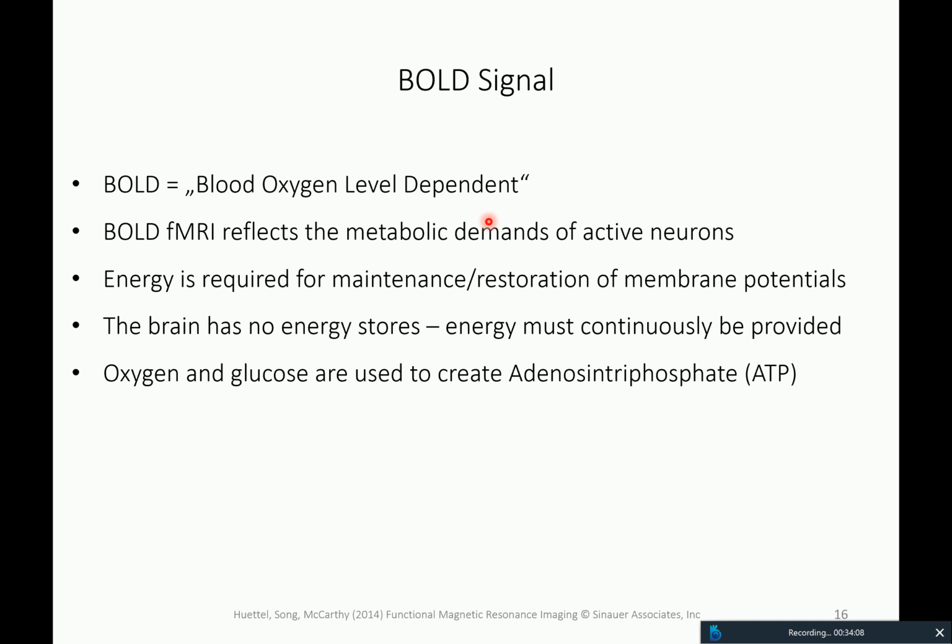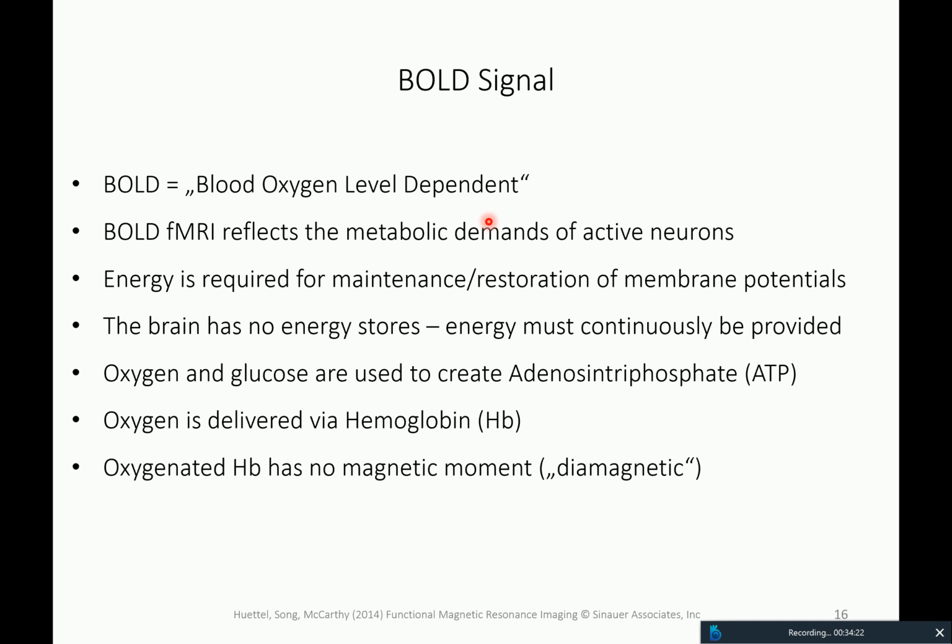And they are used to create ATP, which is of course used in terms of the sodium-potassium pump. The oxygen is delivered via this blood protein hemoglobin, which is part of your red blood cells. The good thing is that oxygenated hemoglobin, so hemoglobin that binds to oxygen, has different magnetic properties as compared to deoxygenated hemoglobin.